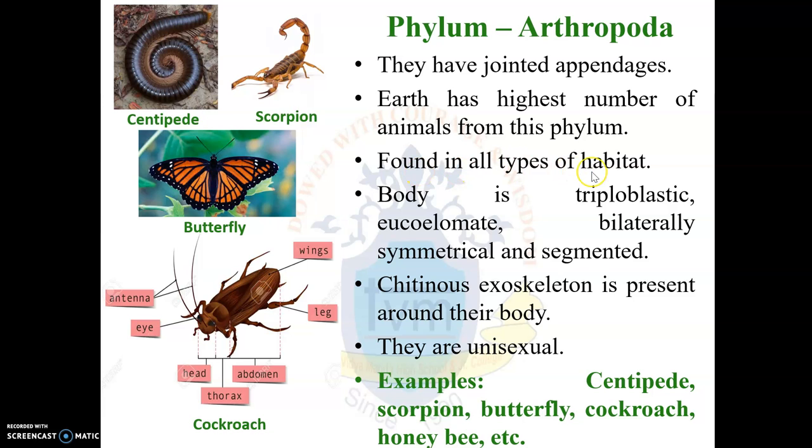They are found in all types of habitat. Their body is triploblastic, eucoelomate, bilaterally symmetrical and segmented. A chitinous exoskeleton is present around their body, means they have a tough, protective and semi-transparent polysaccharide forming the principal component of their skeleton, the exoskeleton. They are unisexual. Examples are centipede, scorpion, butterfly, cockroach, honeybee, etc.